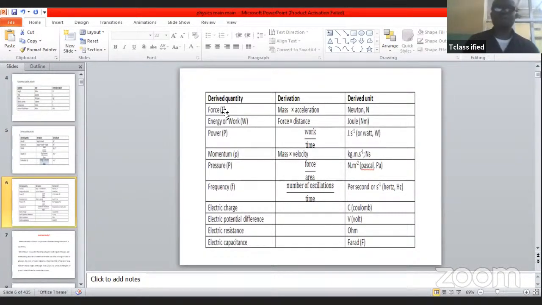So we look at force. So force is simply mass times acceleration, and the unit is newtons. Energy is force times distance, and is measured in joules. Power is work over time. So when we get to the past questions, we are going to be able to see all these quantities and see the way they relate. So momentum is mass times velocity, pressure is force over area, frequency is number of oscillations over time. Then we'll have other quantities, okay?